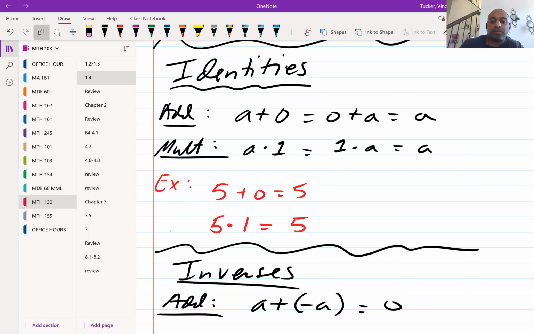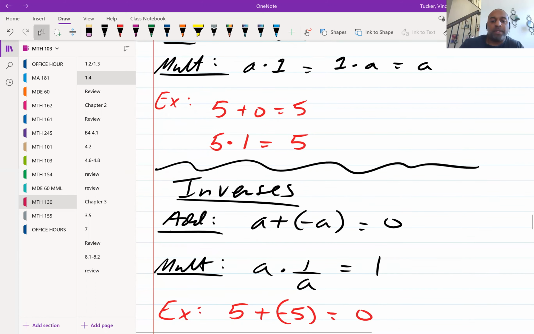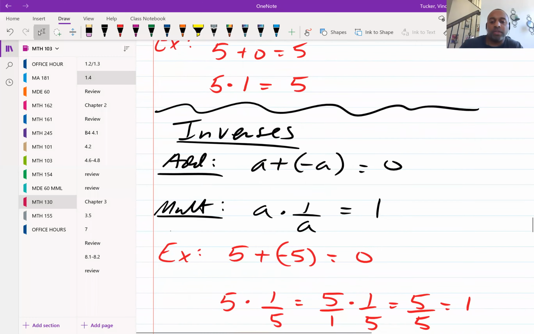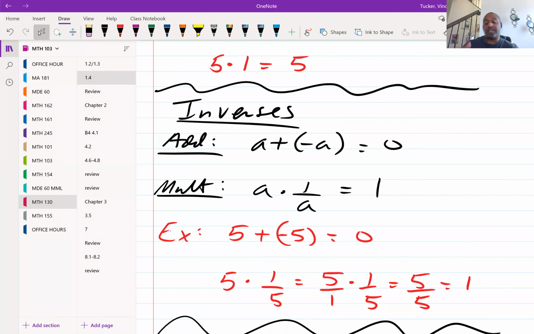All right. So inverse property, A plus negative A gives you 0. A times 1/A will give you 1. So what can you multiply to a number to turn it into 1, and what can you add to a number to turn it into 0? It will be its opposite, and then its reciprocal.